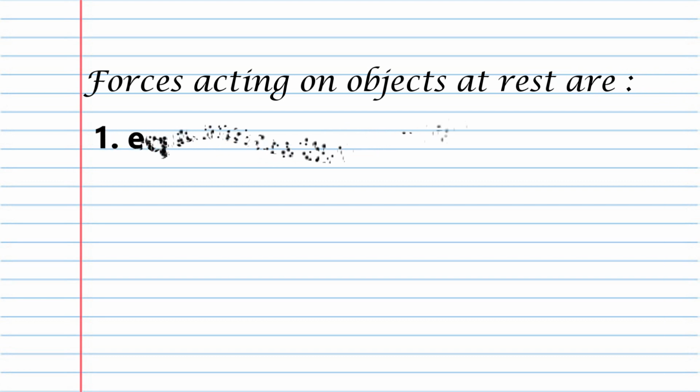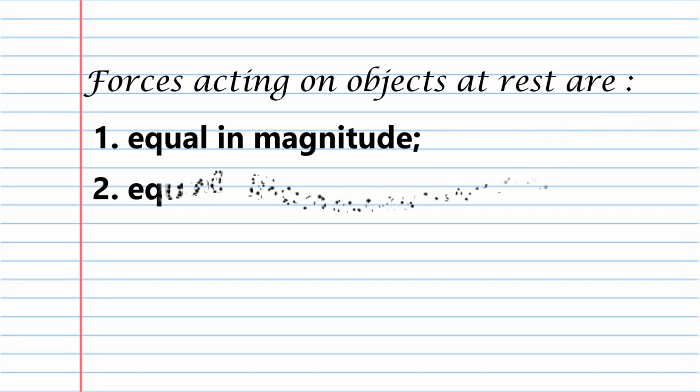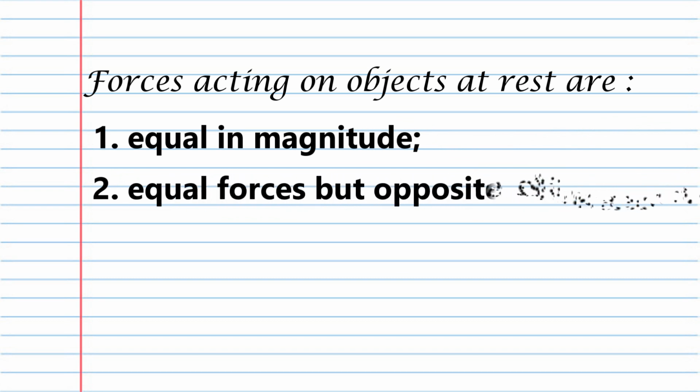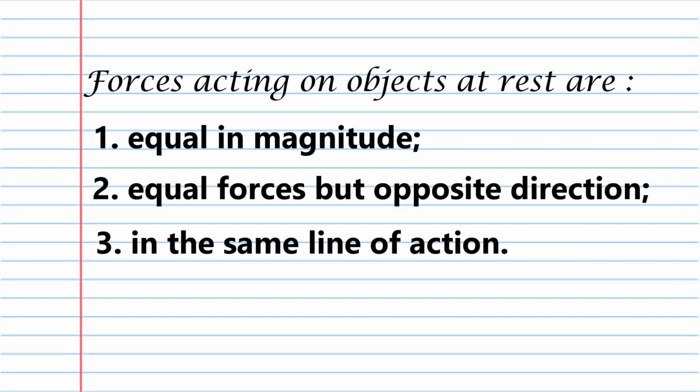In both cases, you can now infer that the objects remained at rest because the forces acting on the pen and on the vase are: 1. Equal in magnitude. 2. Equal in force but in opposite direction. And 3. They are in the same line of action. The forces are said to be balanced.